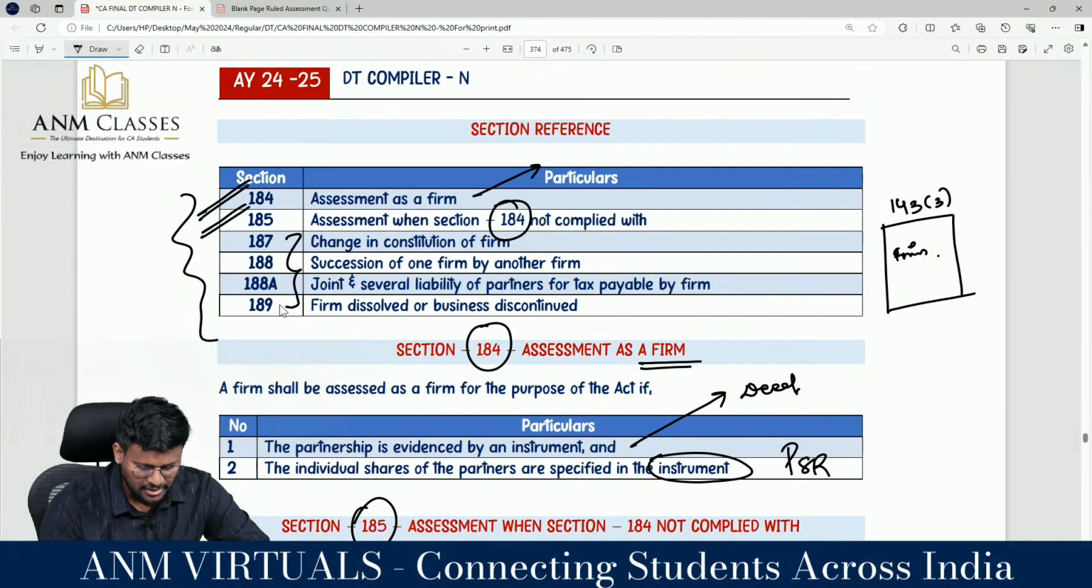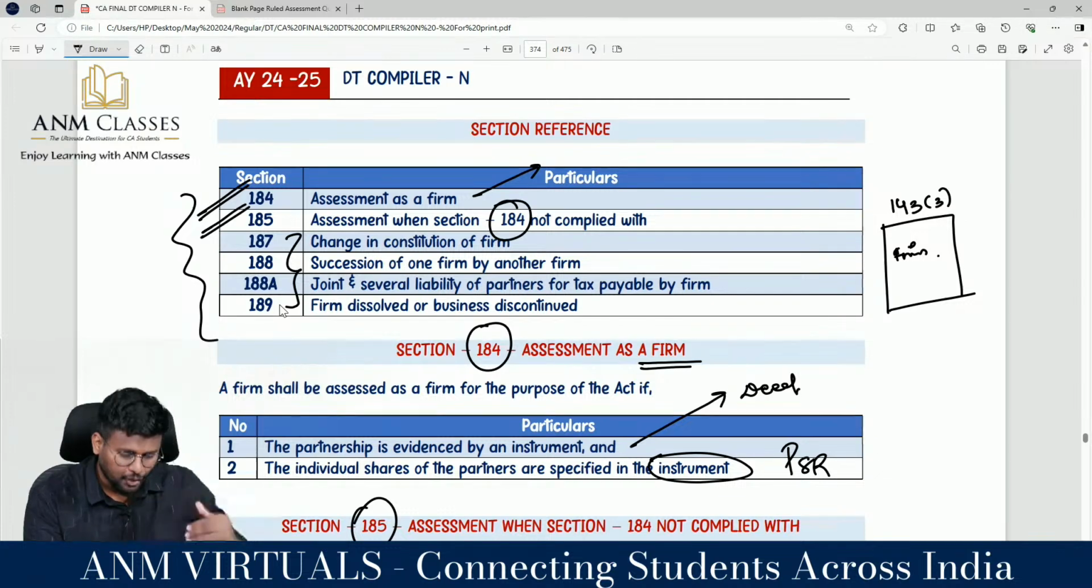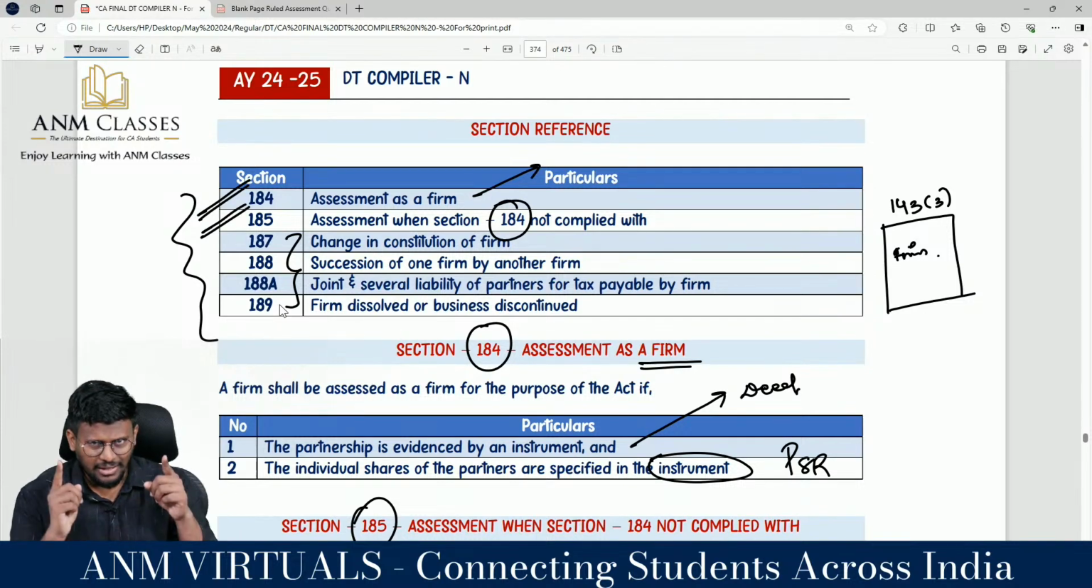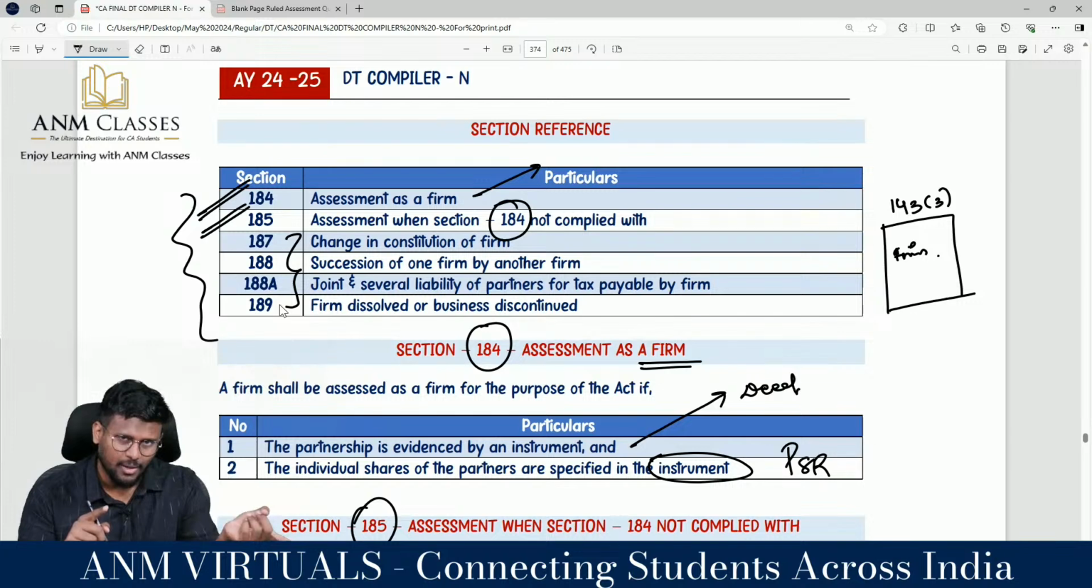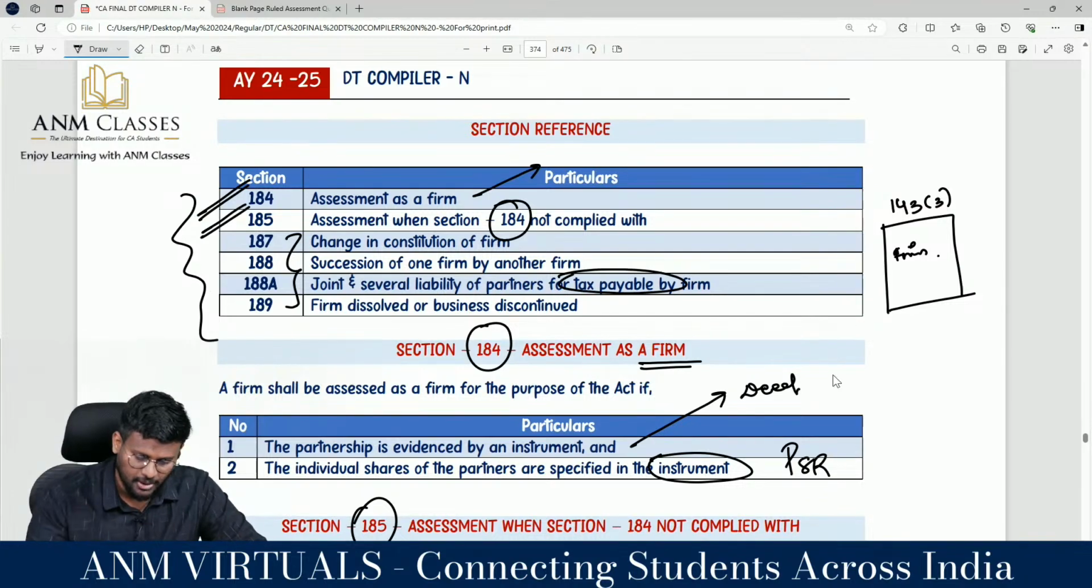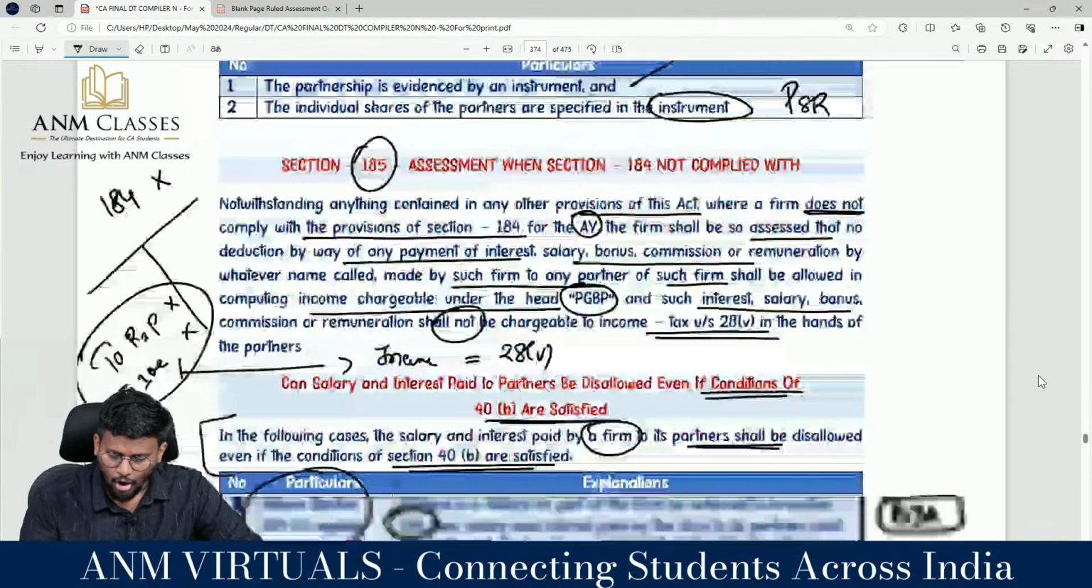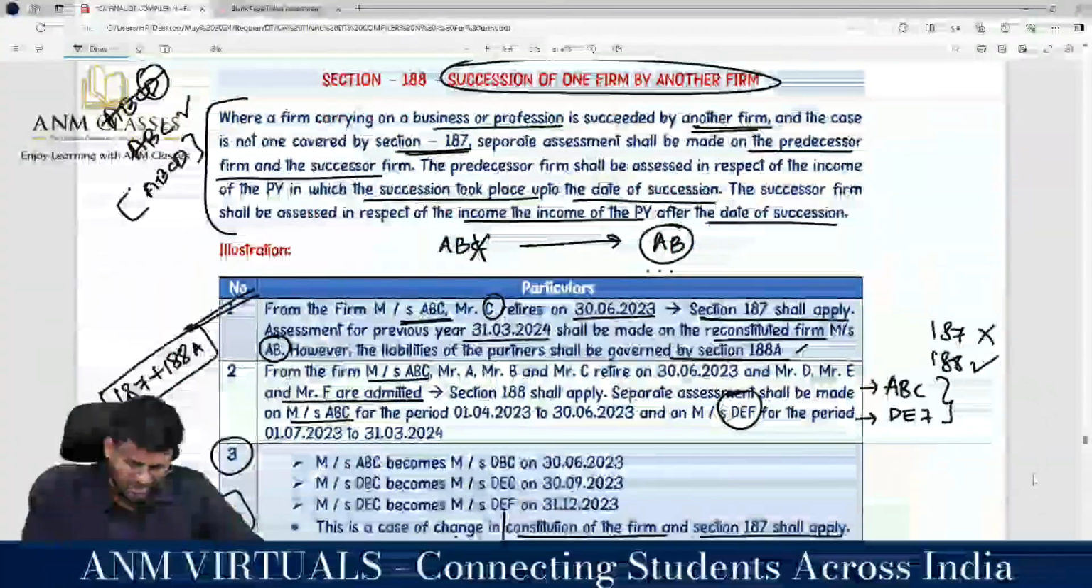Then these are special circumstances. 187: have you changed the constitution of the firm, then follow 187. That means do the assessment on the constituted firm, but the tax liability will be on all the partners. 188: has one partnership firm been succeeded by another partnership firm, then do the assessment in two separate persons, predecessor partnership firm and successor partnership firm as per 188. 188A is the joint and several liability for all tax payable by the partners, and 189 is firm dissolved or business discontinued. We'll be talking about 188A.